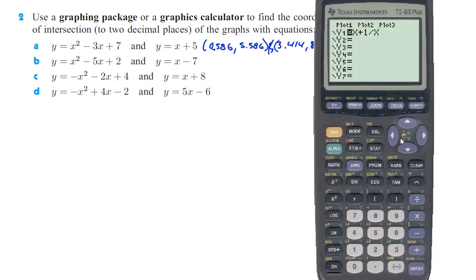On the graphing calculator, push Y equals, clear, and then we're just going to enter these two functions. We're going to do x squared minus 5x plus 2 for one, and for the other one we're going to do x minus 7. Just the first time, we'll do Zoom Standard, and then it will graph these two, and hopefully it'll show up on the screen. And there it is, showing up just right here.